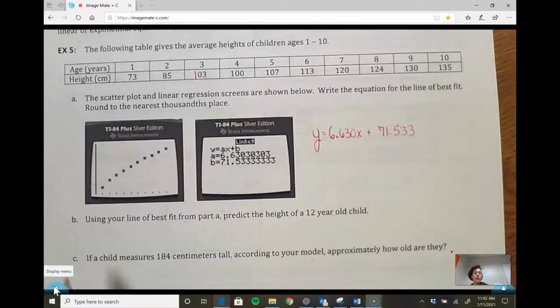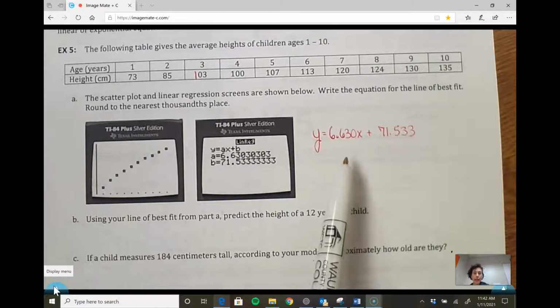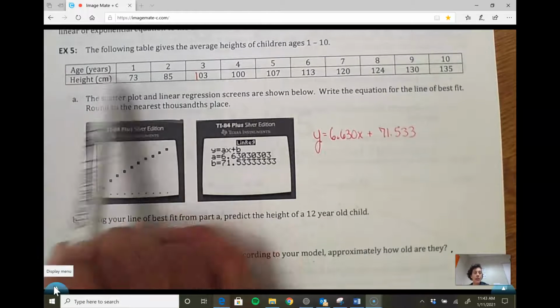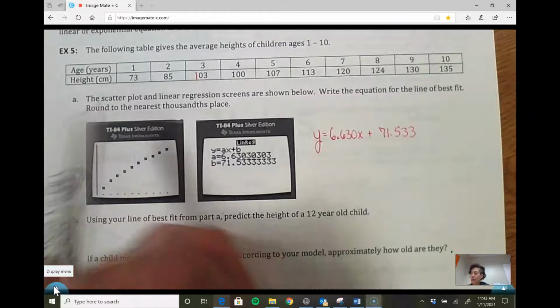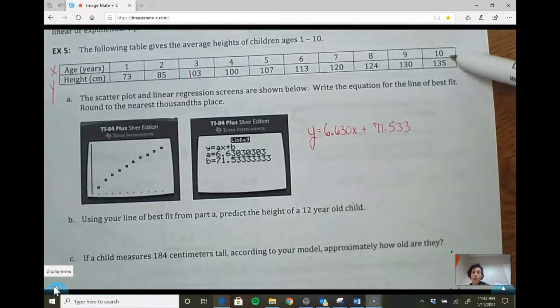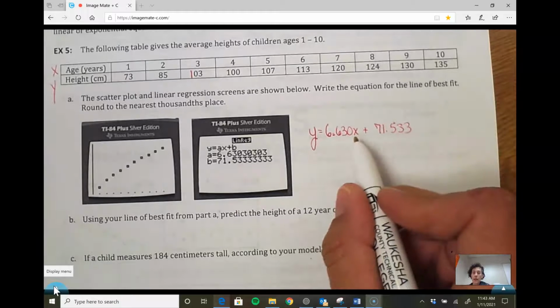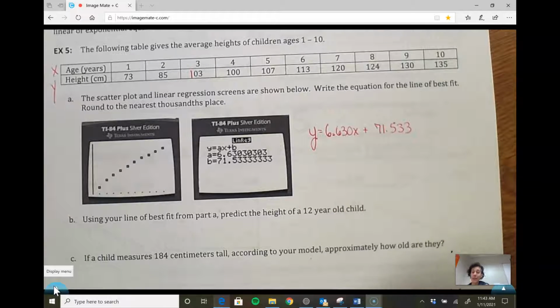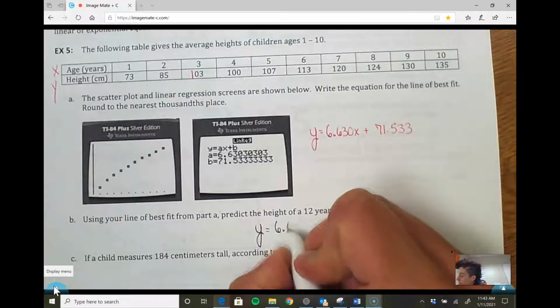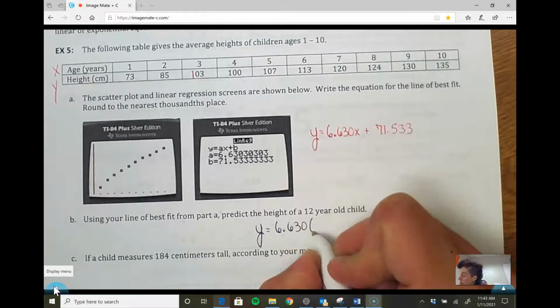What we want to do is use the line, this equation, to predict the height of a 12-year-old child. Remember, x is the age and y is the height. Let's just remind ourselves up here. I couldn't even use the table if I wanted to because it stops at 10. So I'm just going to go to my equation and put a 12 in. Because of the numbers, I'm going to let the calculator do the work. So in for x goes 12.